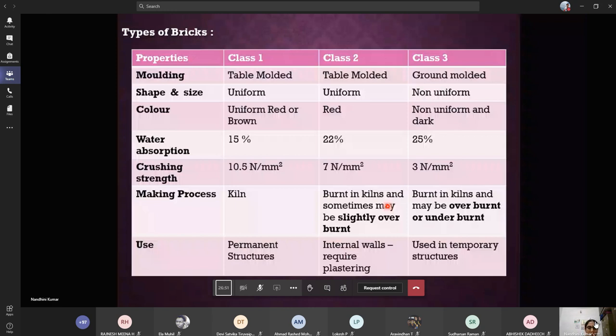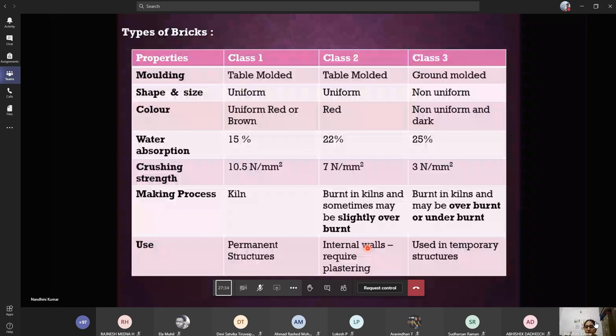The use is for permanent structures, and these they'll use for internal walls that require plastering, and in temporary structures. When you purchase bricks for your own house, you order them, buy them, and stock them near your site. When your engineer or a mason comes, he'll isolate a few bricks that are not burned properly. That may be identified from the color, from the uniformity of shape, and if you knock at it, you'll hear some sound from it. Those people who are used to working with it will know this, and they'll filter some bricks.